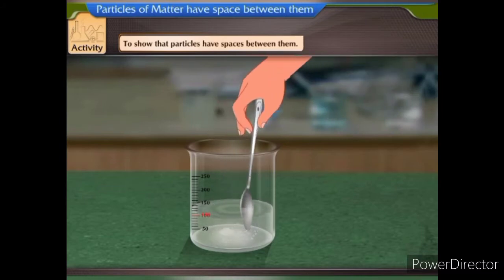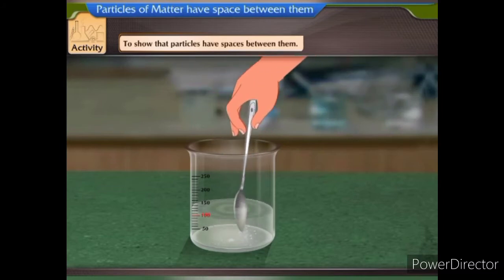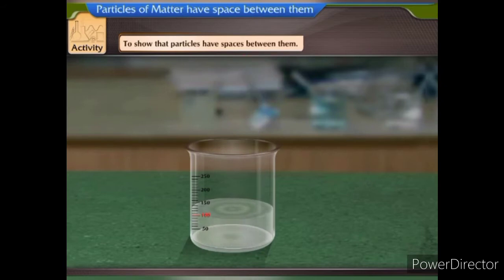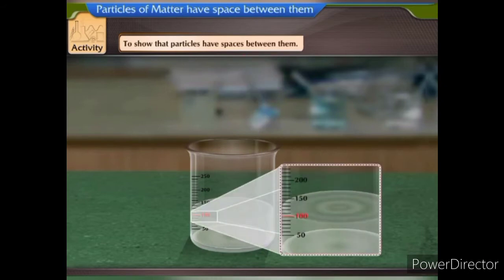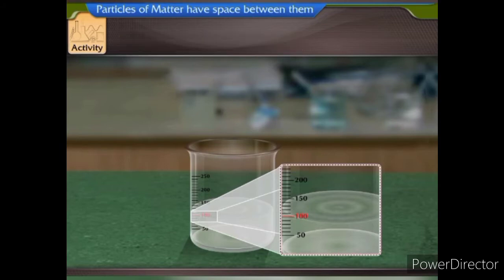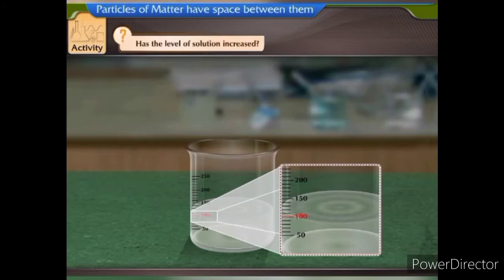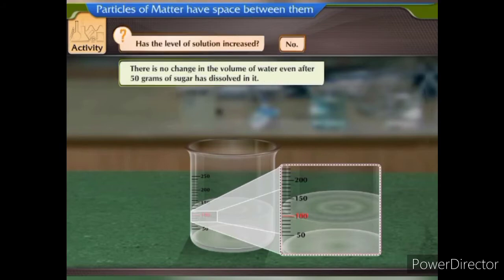Stir the solution and dissolve the sugar completely. Once all the sugar has dissolved, check the level of the sugar solution. Has the level increased? No. This means that there is no change in the volume of water even after 50 grams of sugar has dissolved in it.